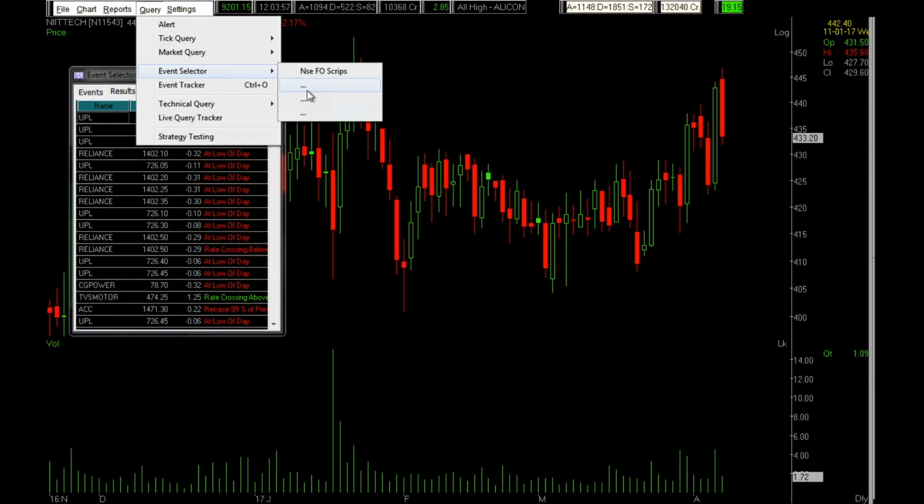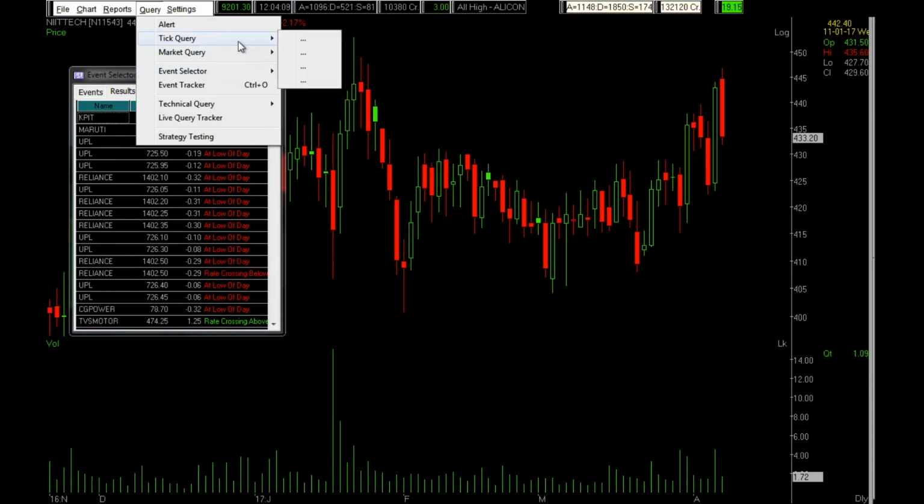You might ask, why do I need 4 different? Well, for 4 different types of universe, you might. Okay, for 4 different types of group, you might open 4 different event selectors. Let's come to the tick query section.